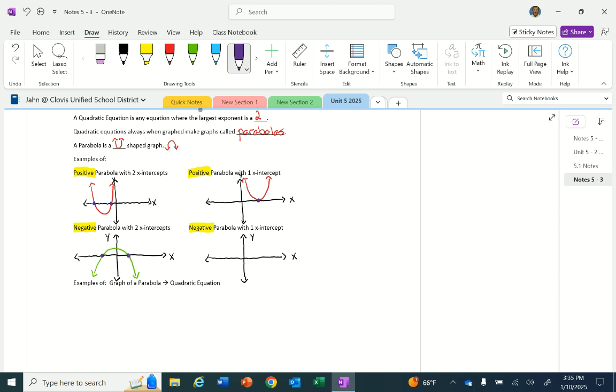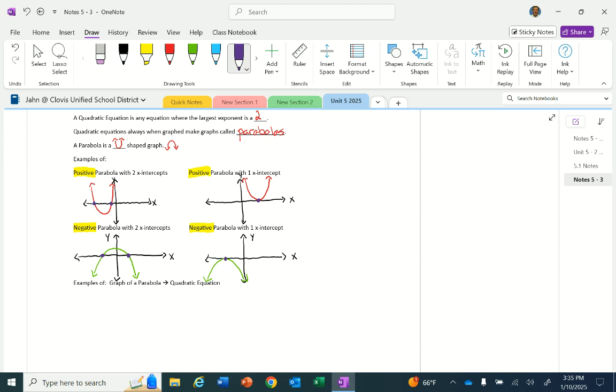So there's an example of a negative parabola with 2 x-intercepts, and then a negative parabola with just 1 x-intercept. One type of example would be like this. It would be a downwards parabola, and then it's just going to touch the x-axis once. So it's going to kind of skim right on the x-axis, touch it once, and then take off down in the other direction, okay?